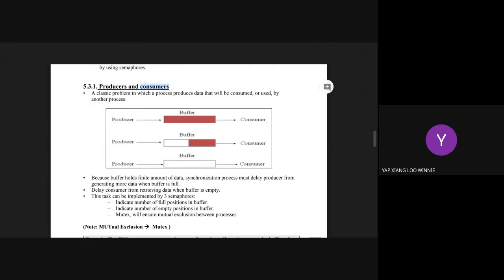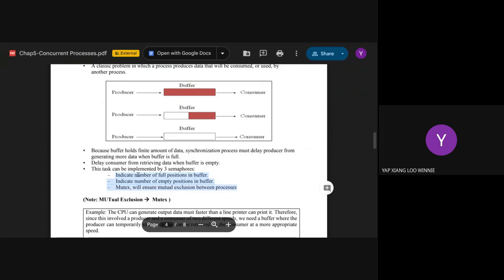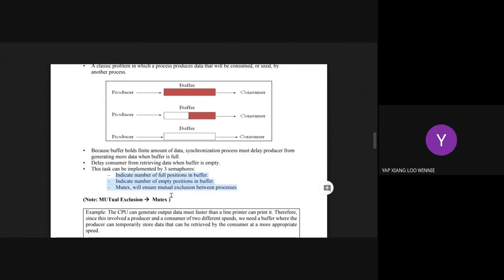We need to implement 3 semaphores. So how do you implement? The answer is here already. So we indicate where the full position is, we indicate where the empty position is, and we also ensure there's mutual exclusion between these processes.